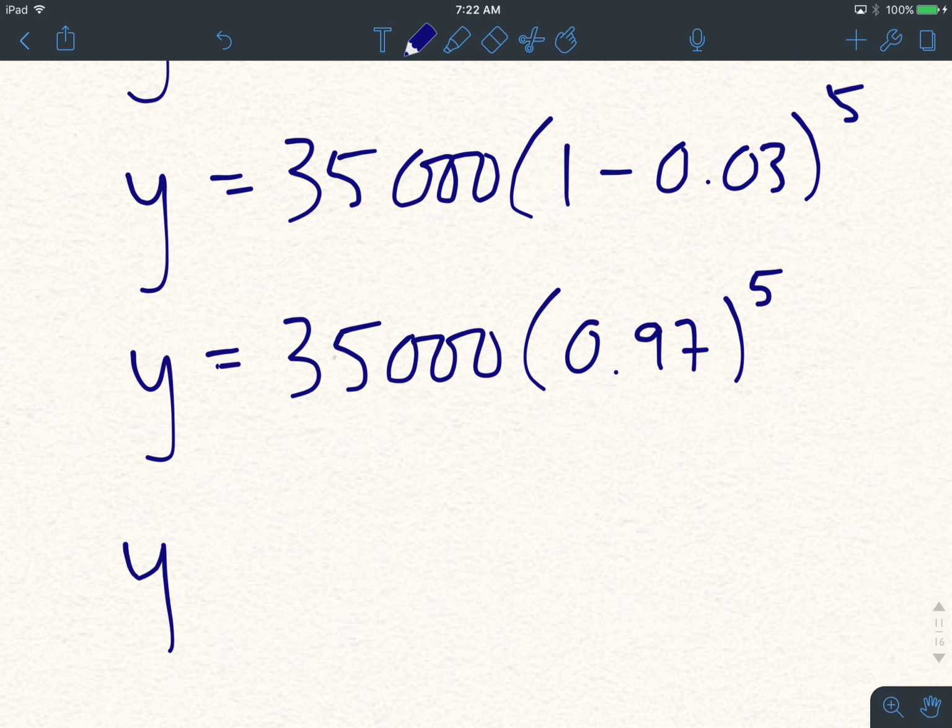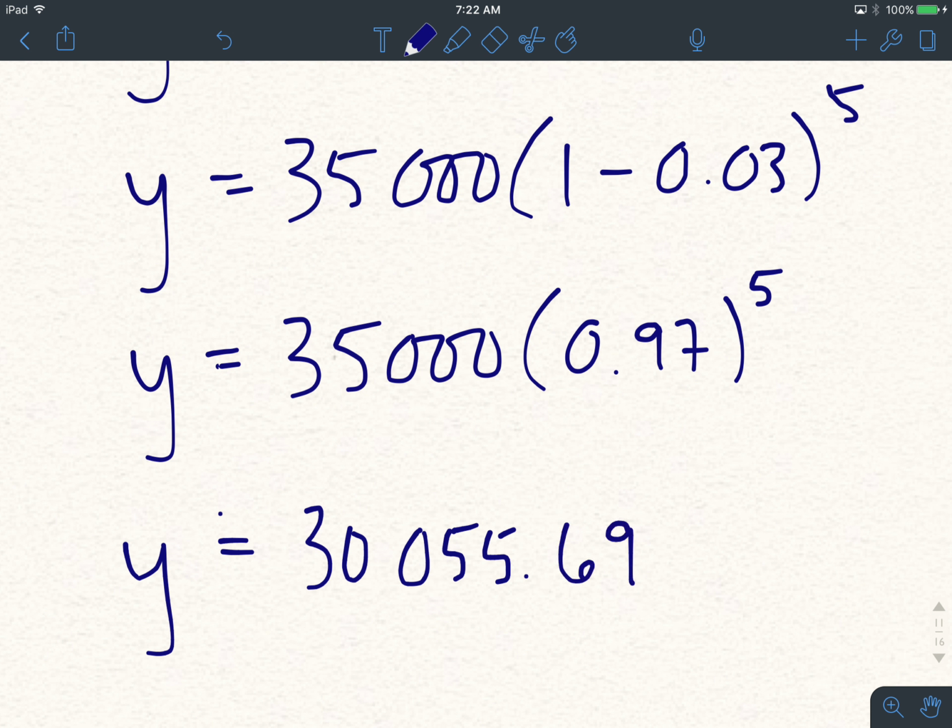And now we can actually do this calculation. If you don't do 1 minus 0.03, you can just type it in exactly like that. If you're confident with your bracketing on your calculator, you should get the same answer. So it's no big deal. Okay, so we're going to type in 35,000 times 0.97 to the exponent. Again, I'd open a bracket here, but it's just 5 divided by 1, which is just going to be 5. And that's going to equal approximately $30,055.69. So that's how much a Prius will be worth in 5 years' time.